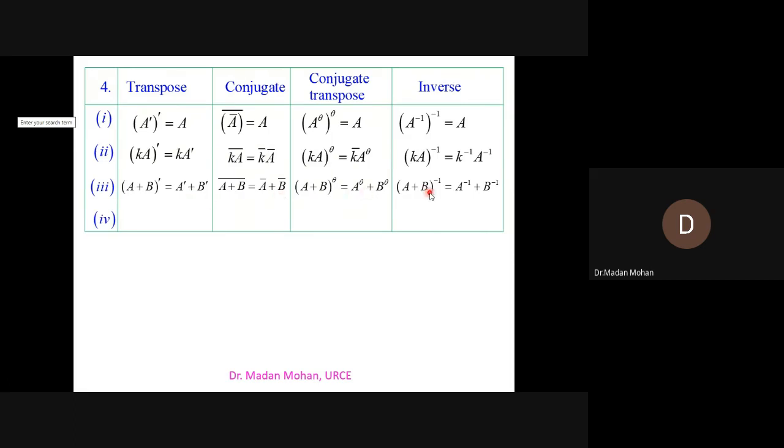Among these 4, which one is wrong? Fourth one, sir. D, sir.